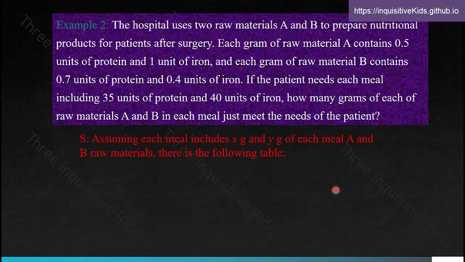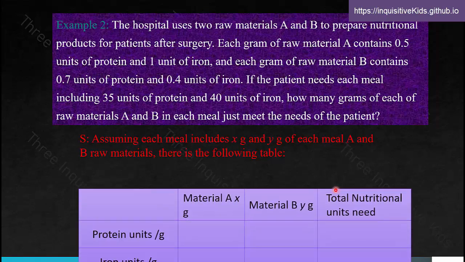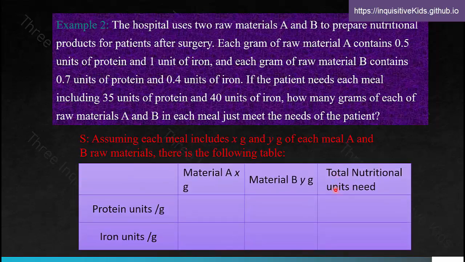Well, let's first think about the equivalent relationships. Assuming each meal includes X grams and Y grams of raw materials A and B respectively, we can list the following table. And also, just to pause here, notice how I'm first, since you're new to this, just writing out my thinking in tables so I can clearly set up my equations, and this leaves less room for mistakes.